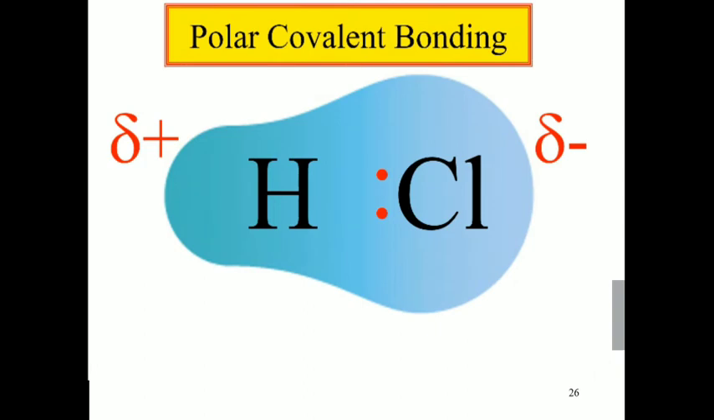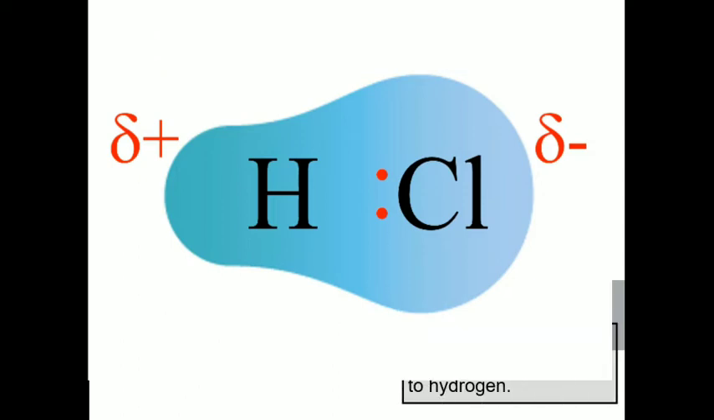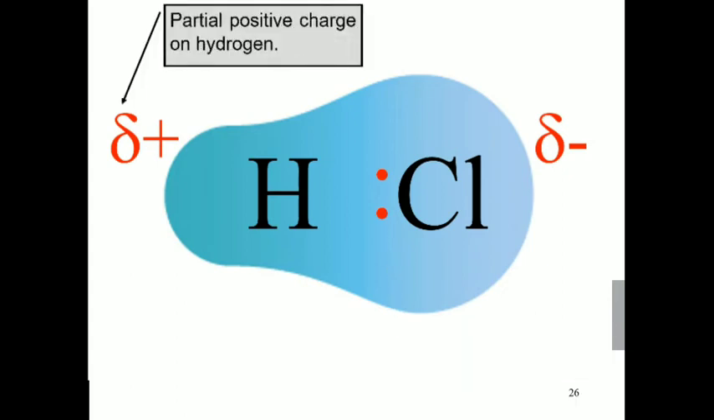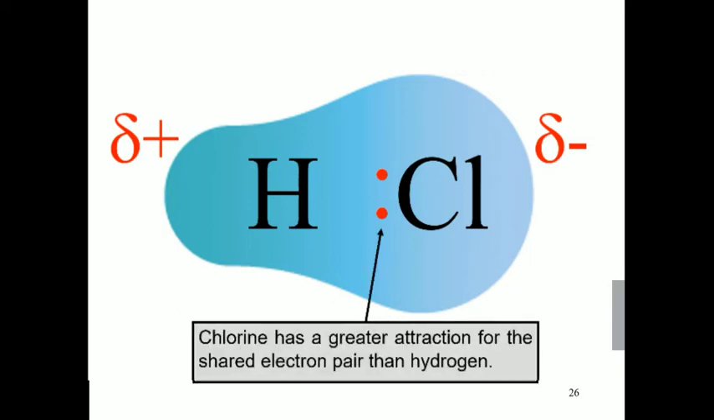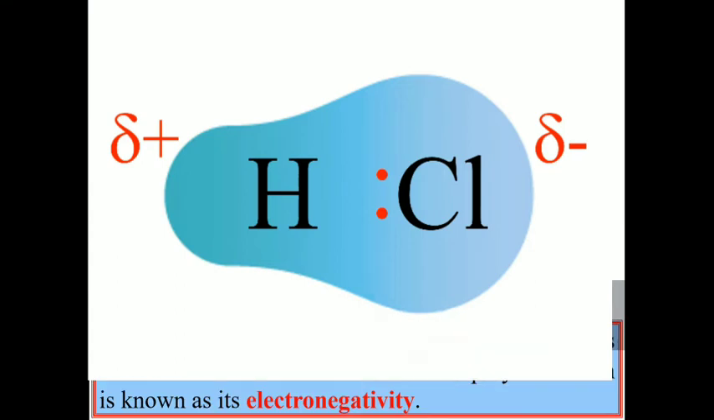Another molecule is hydrogen chloride. This is a polar covalent bond. Notice hydrogen is partially positive and chlorine, rather, is partially negative. Chlorine has a greater attraction for the shared pair of electrons. That's why the shared pair of electrons is closer to chlorine, because it is more capable of attracting electrons than hydrogen.